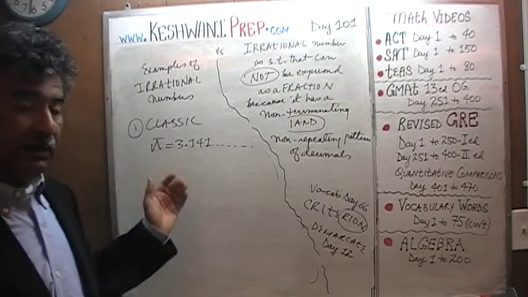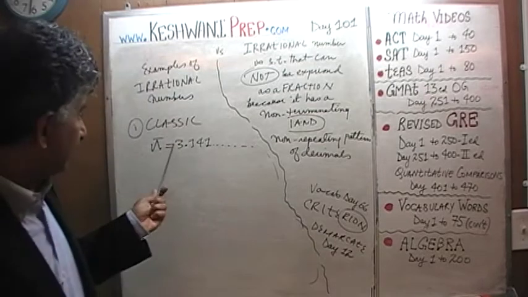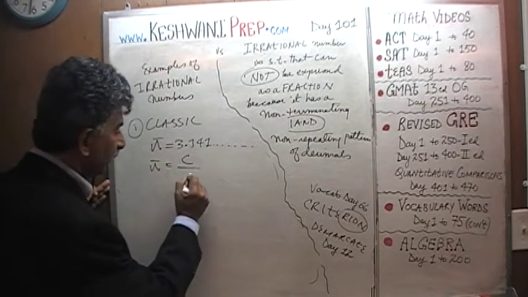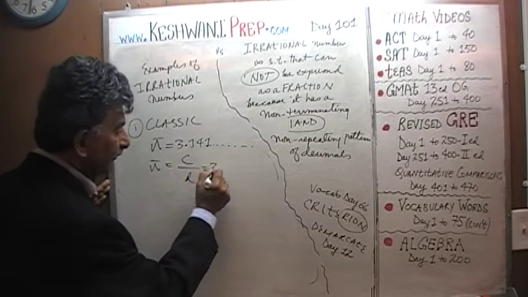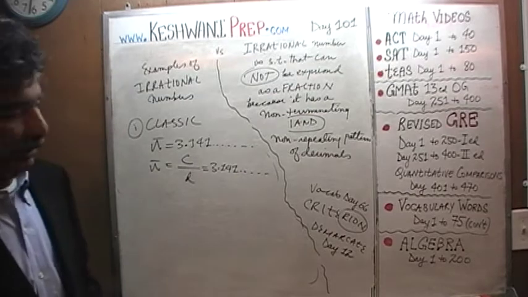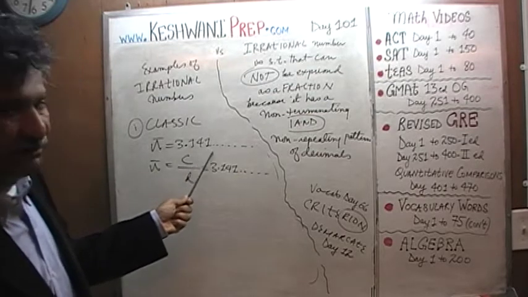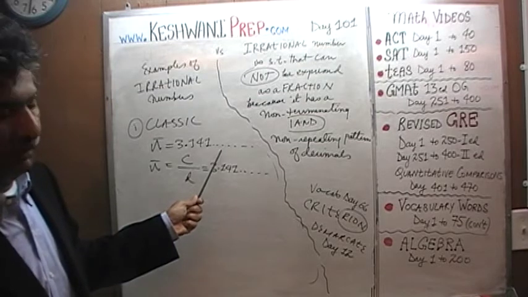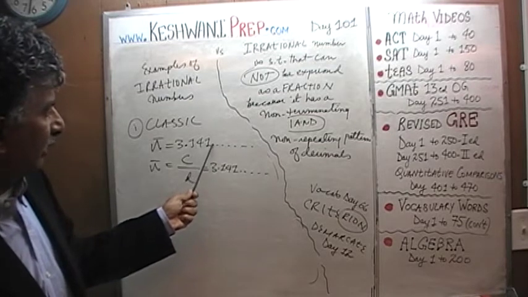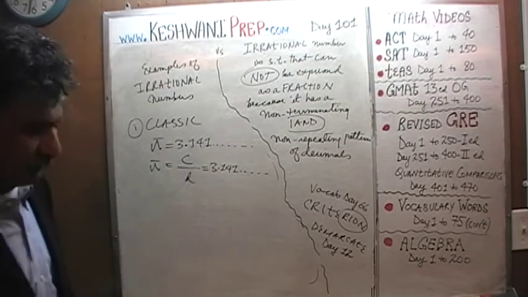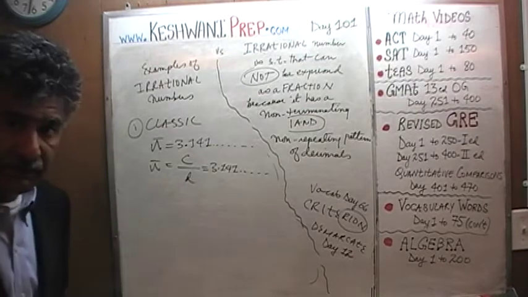Pi is simply the ratio of circumference to the diameter, and its value is 3.141 something something something, and it never ends. I'm about to write 3.1416, but I think that is approximate. That's how we approximate it. It's 3.14115 something something something. This is about as far as I can remember. But the point here is it never ends.